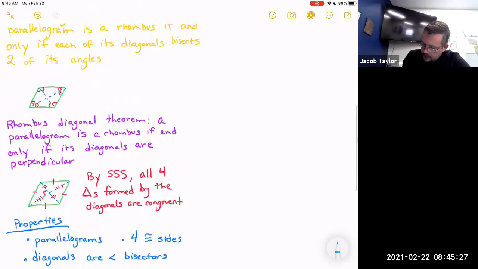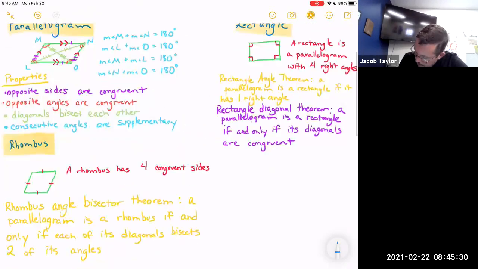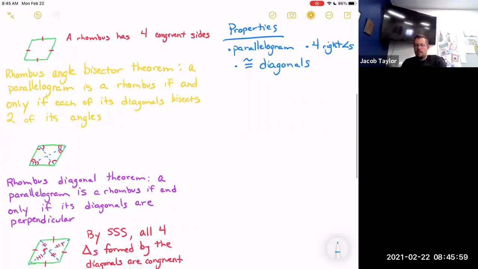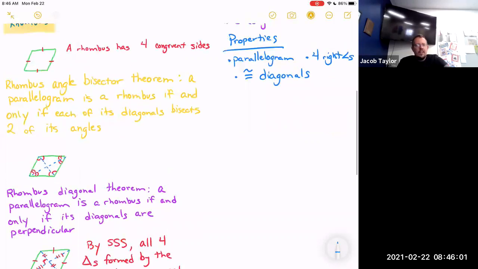I suppose in the interest of completeness, we could go back up to your rectangles here and do the properties as well, since we missed out on those. A rectangle is a parallelogram that has 4 right angles and congruent diagonals, just so we get the whole thing.